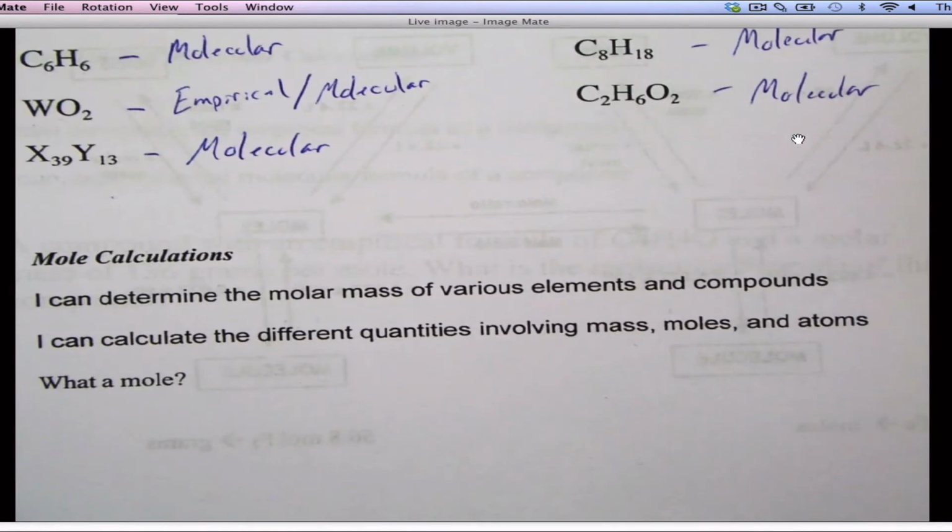All right, chemistry kids, here we go. Now we're getting into a little bit more math today. We're going to be talking about mole calculations.